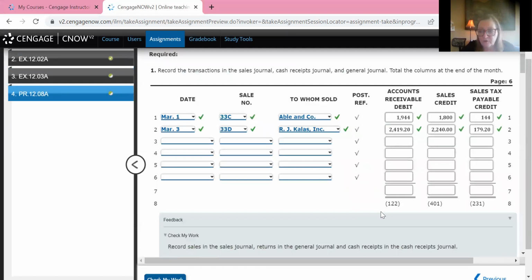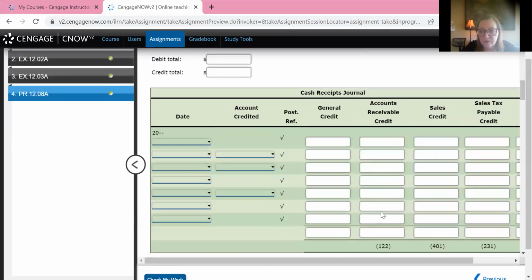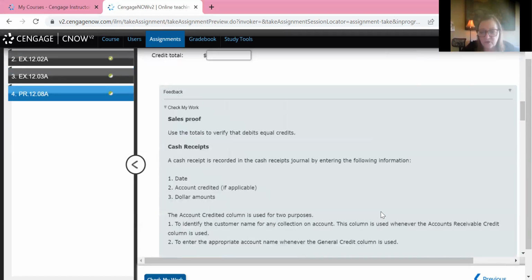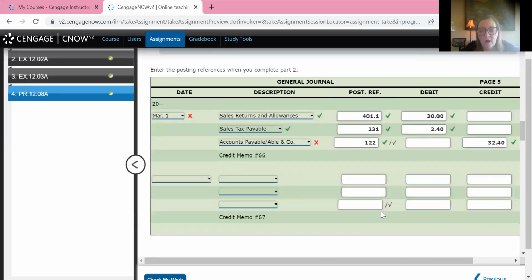Okay. So far, so good on the sales journal. Nothing in the cash receipts journal. General journal. Oh, it doesn't like my stuff. Ah, you see what I did?